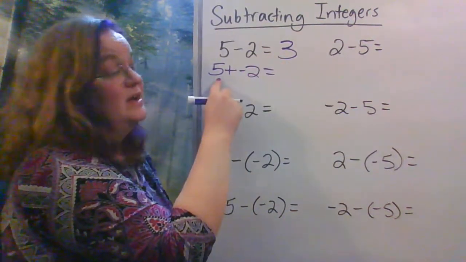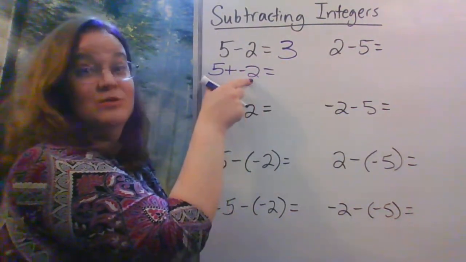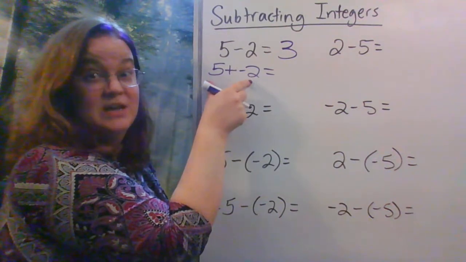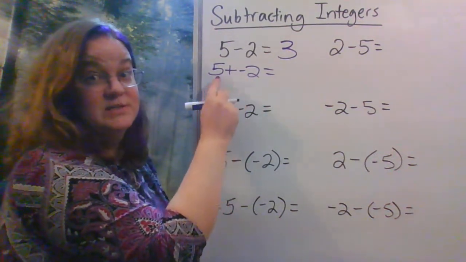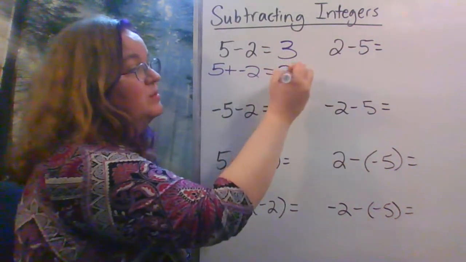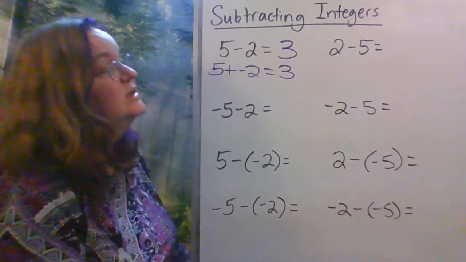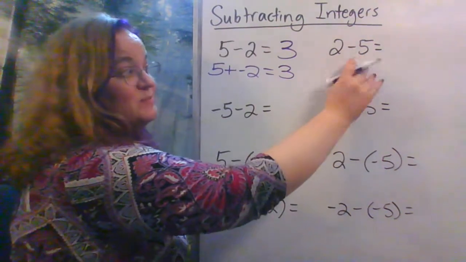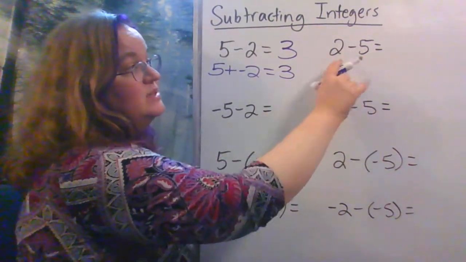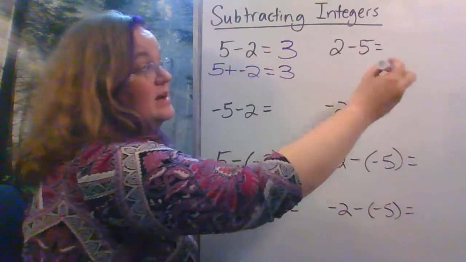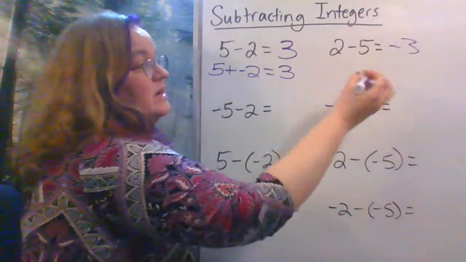Well, if I have 5 plus negative 2, remember our addition rules, they're opposite signs, so I really subtract. It's 5 minus 2, and I have 5 positives and 2 negatives, so there's more positives. My answer is positive. If I look at this one, I flipped it, so the 2 comes first. Well, 2 minus 5 means that I'm in the hole. I'm negative. That actually comes out to negative 3.